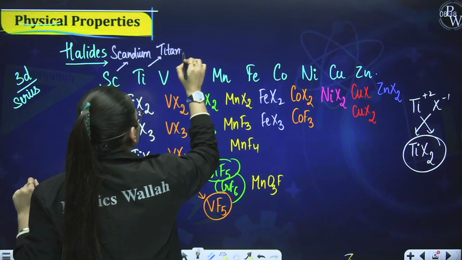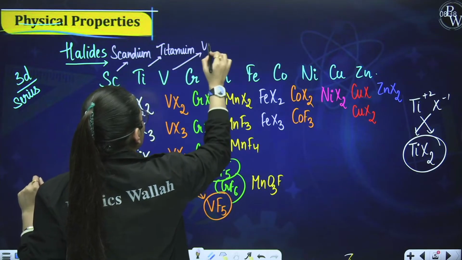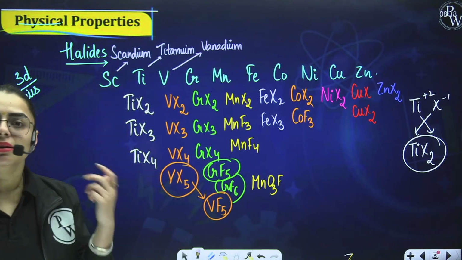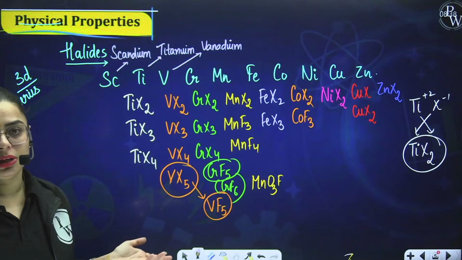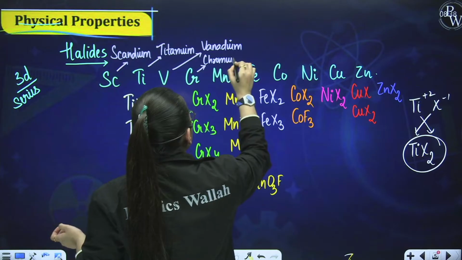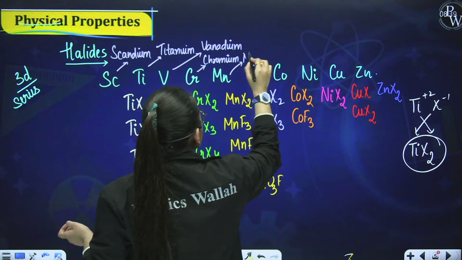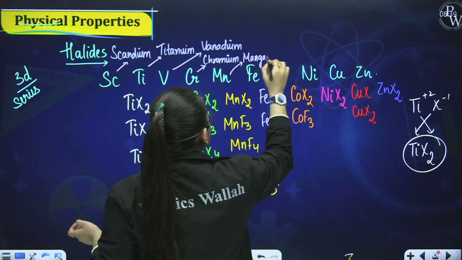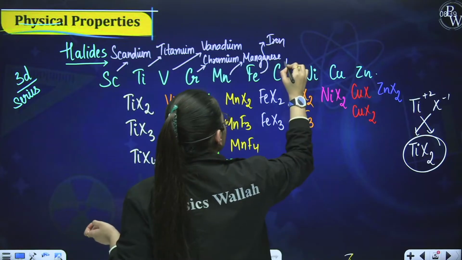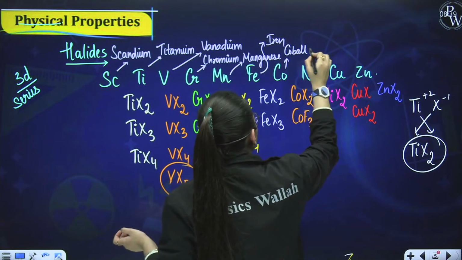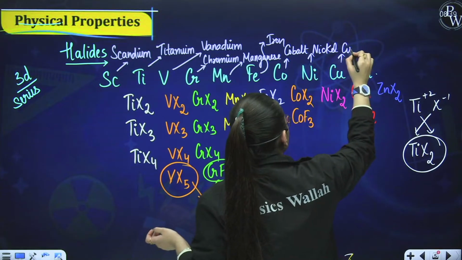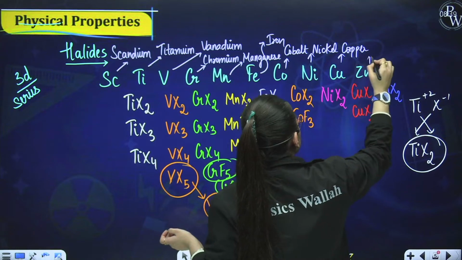Titanium, vanadium. Why am I writing this again and again? So that you can learn it very easily, because the more you speak, the more you'll learn. So speak with me. Chromium, manganese, iron, cobalt, nickel, copper, and zinc.